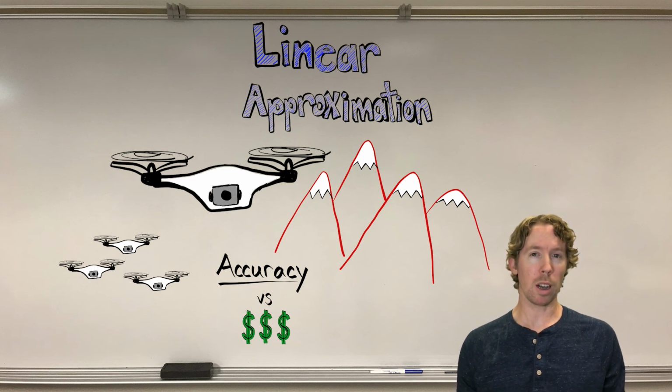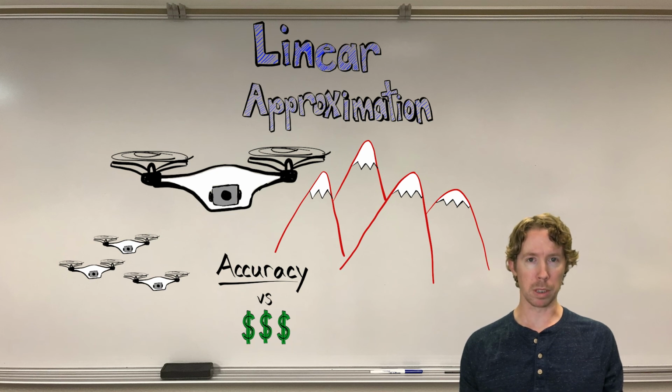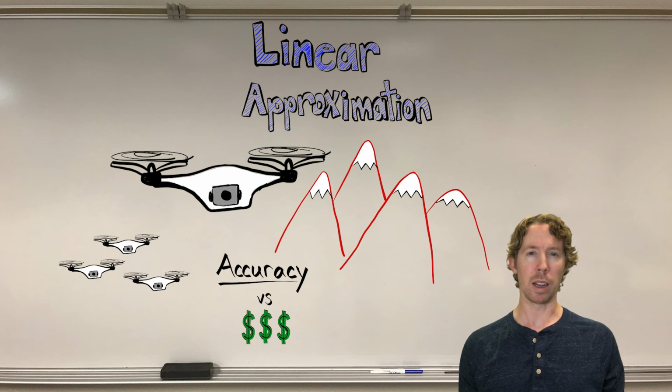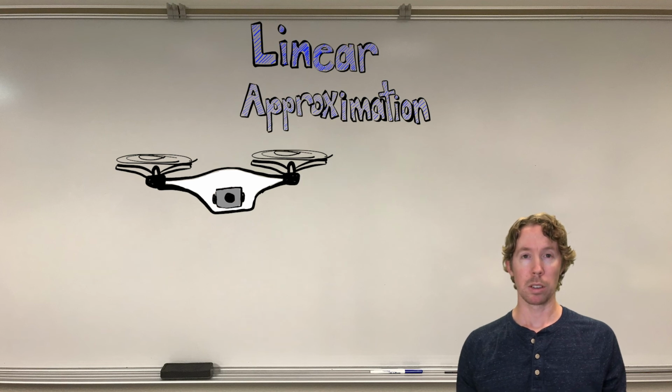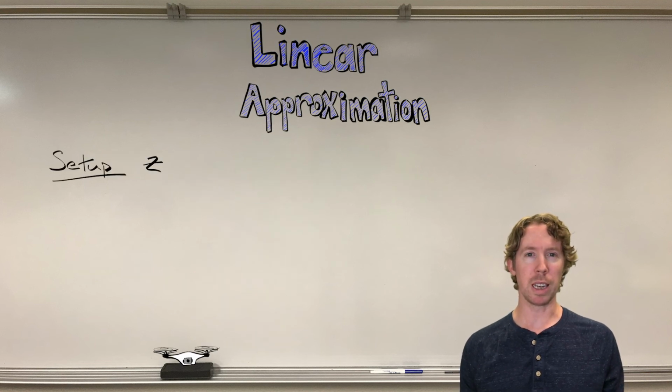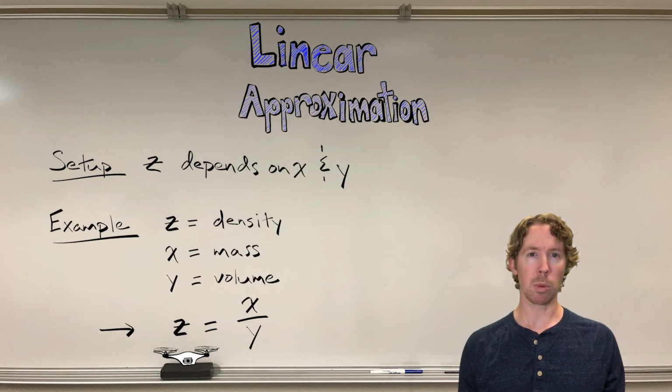So for us, we're going to look at a particularly simple type of example of approximation that is really important to understand before you move up to higher level approximations. So let's say we've got some value z that depends on two other values, x and y, and let's say we can write it as z equals f of x y, where f is some function.